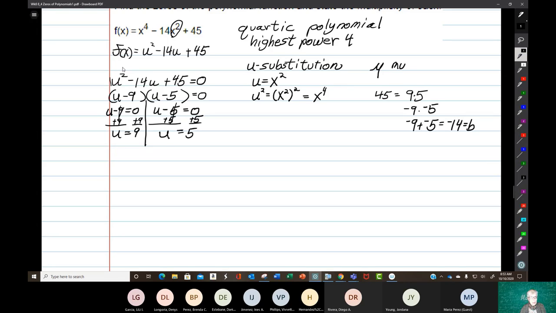I have to now resubstitute what U equals. U equals x squared. So let me continue this on down. x squared equals 9, and x squared equals 5. And I am going to have to solve these quadratic equations with something called the square root method.